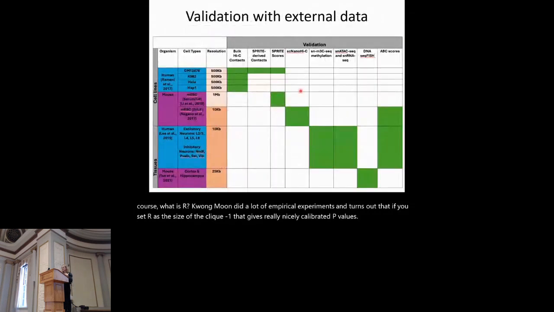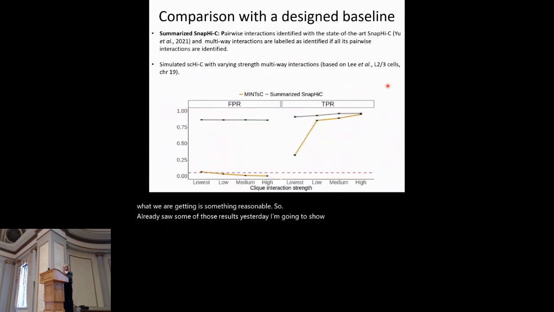Okay. So, as most of you know, most of the actual work in this area is done for validating somehow what you identify, and we have done a lot of experiments for that. We looked at mouse and human data, cell type data, data from cell lines at different resolution. And we used essentially all the relevant data types that we can get our hands on to convince ourselves that what we are getting is something reasonable. So you already saw some of those results yesterday. I'm going to show you some.